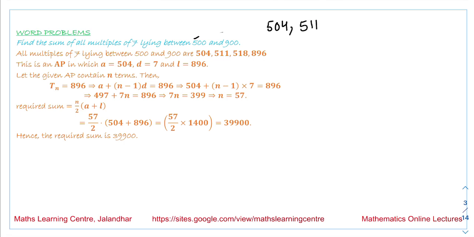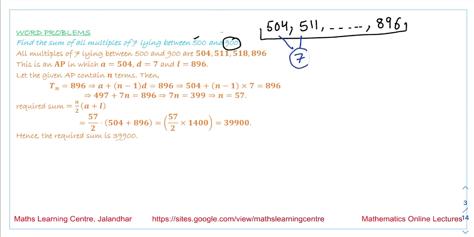Next will be 511. And the last number less than 900 which is divisible by 7 is 896. So we have to find the sum of all these multiples of 7. The common difference is 7. This is the first term, this is the last term.